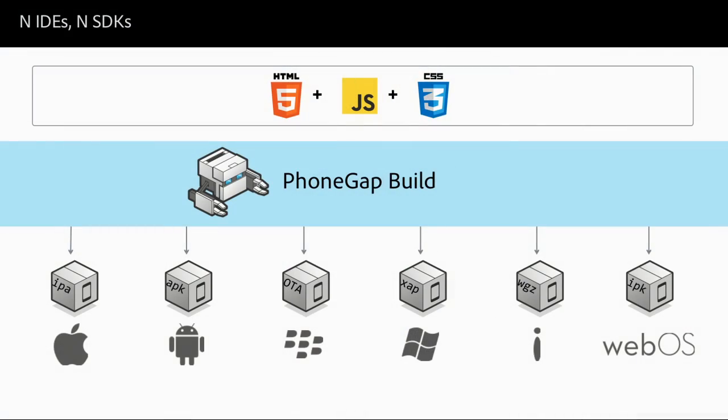So with PhoneGap Build, you can write your application with the tool that you like, you know, Brackets or Dreamweaver, VI, Notepad, whatever you like. And then you'll check in your code in some code repository, and then you will point PhoneGap Build to that repository, and automatically PhoneGap Build will create the binaries for 6 mobile platforms, ready to install.